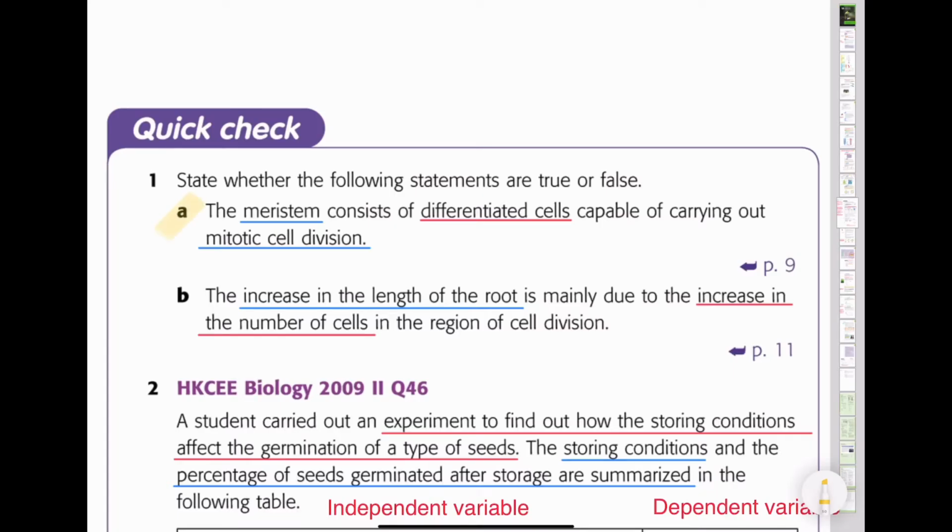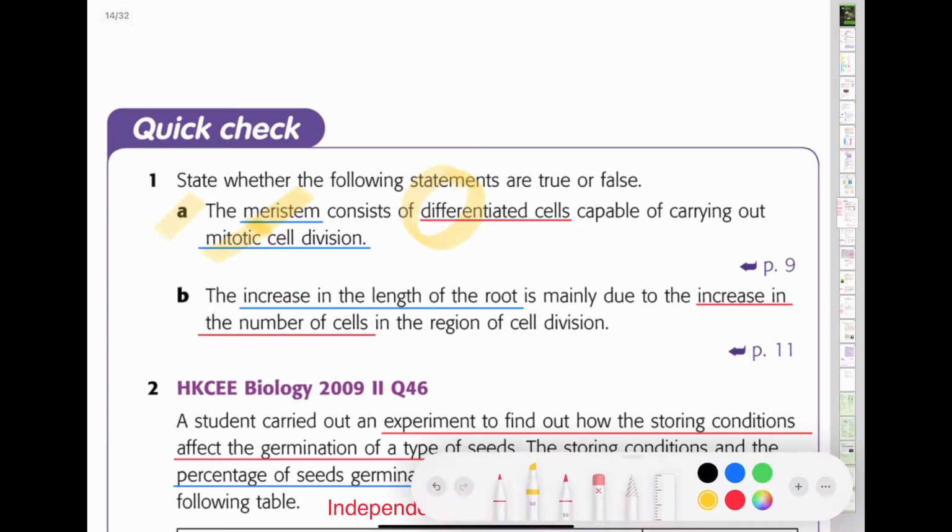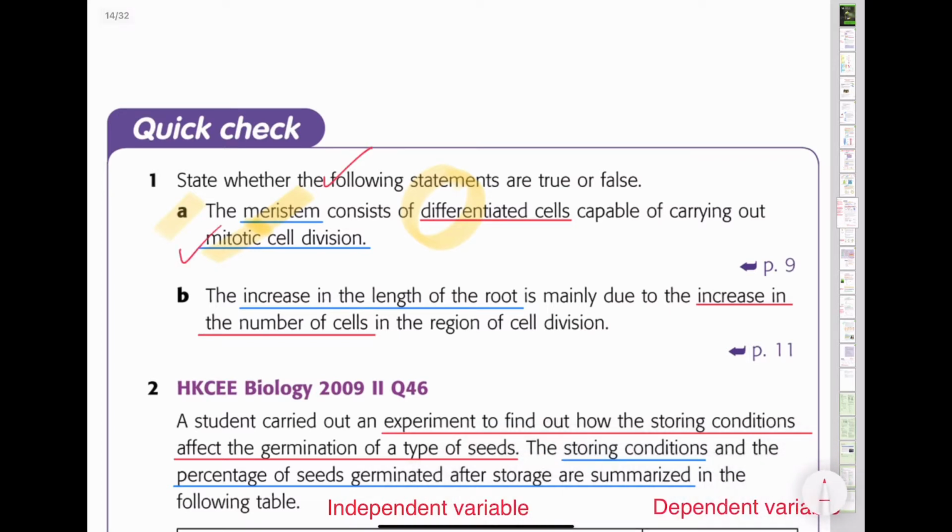Let's take a look at 1A. It's talking about the meristem consisting of differentiated cells capable of carrying out mitotic cell division. For the meristem and the mitotic cell division, these two concepts are correct. They can be connected to each other. But for the differentiated cells, actually, that is wrong.